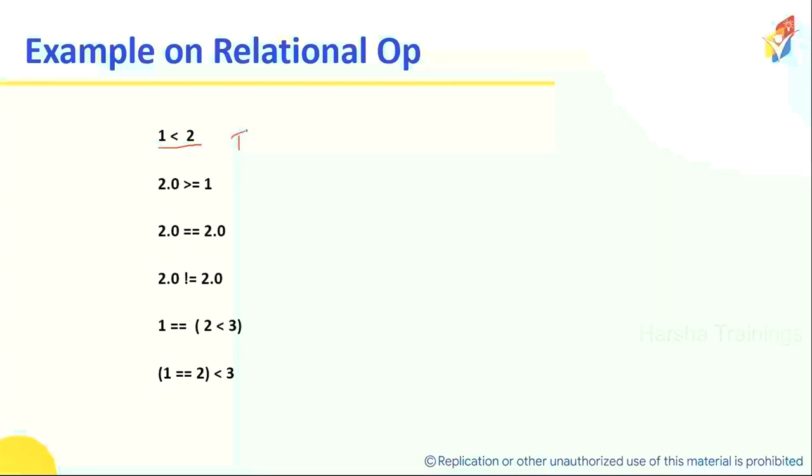One is less than two, true or false? True. Now, 2.0 is greater than one? Yes, true. Left side is 2.0, right side is also 2.0. If both are equal, I will return true. 2.0 not equal to 2.0, it is false. Let us take this expression.